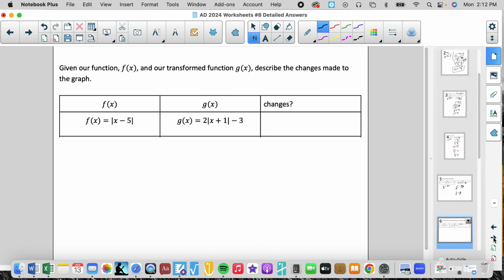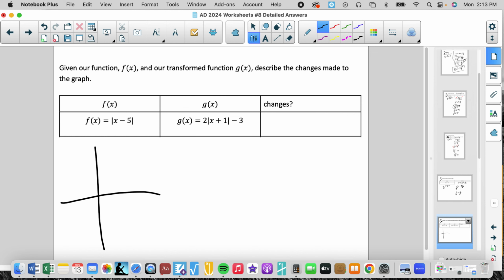Changes. So given our function, f of x, and our transformed function, g of x, describe the changes made to the graph. Okay, so we're not doing inverses. We're applying a shift, a stretch, a shrink to it.